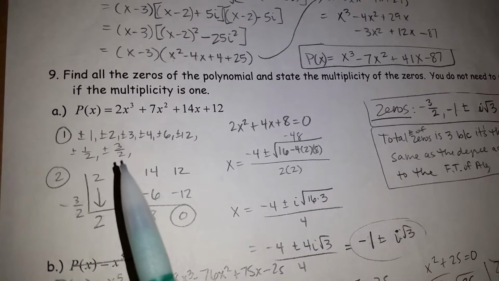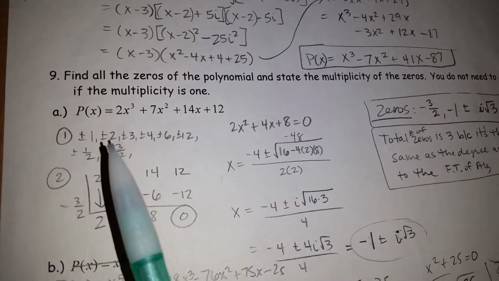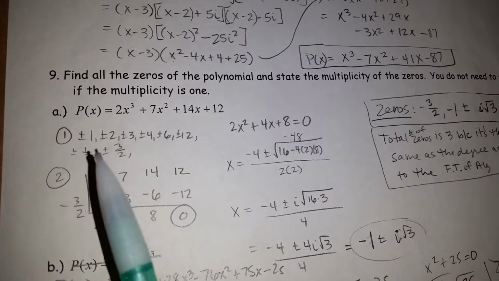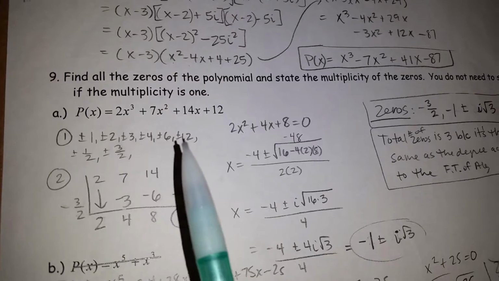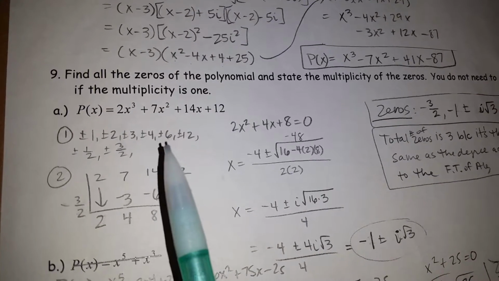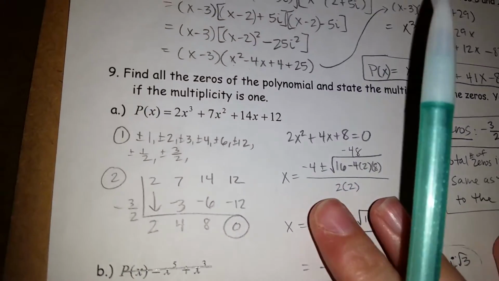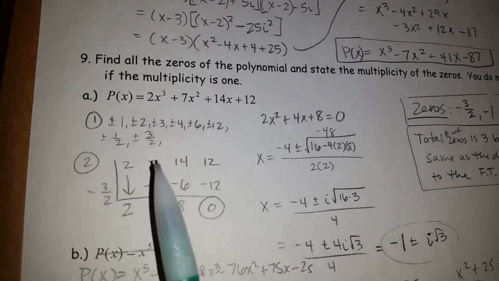3 over 2, I'm going to keep that. 4 over 2 is 2, I already have it. 6 divided by 2 is 3, I already have that on my list. And 12 divided by 2 is 6, and I already have that on my list. Okay, so that's going to be helpful when I go to my graph.